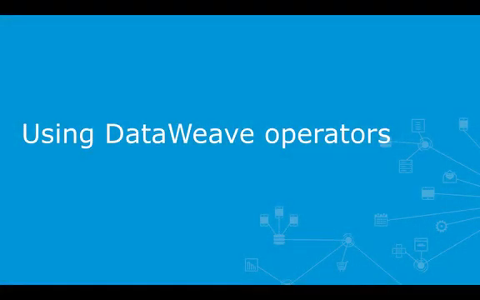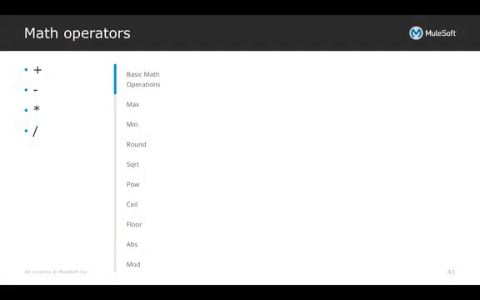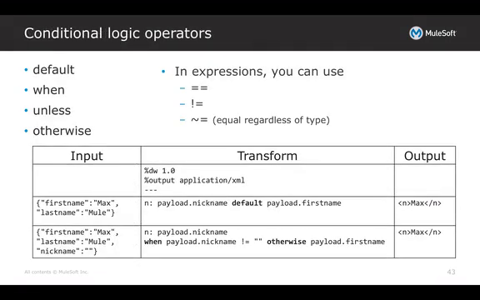Using DataWeave operators. We're used to operators from a lot of different languages we've used in the past, things like add or concatenate, minus, multiply, divide, and also conditional logic operators. Some of these, in the case of DataWeave, are default, when, unless, otherwise, and even expressions like equal to, not equal to, and a special type of equal regardless of type.